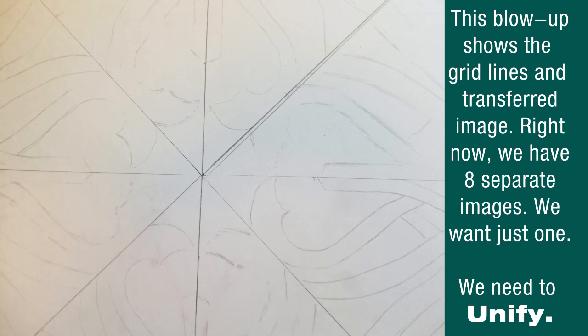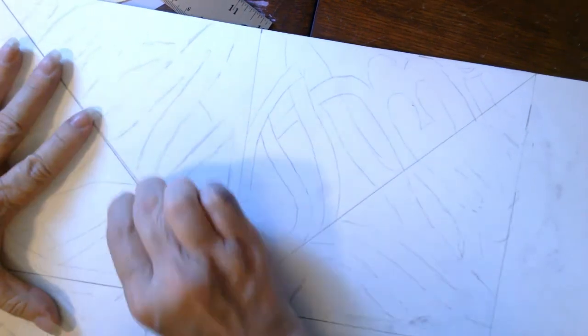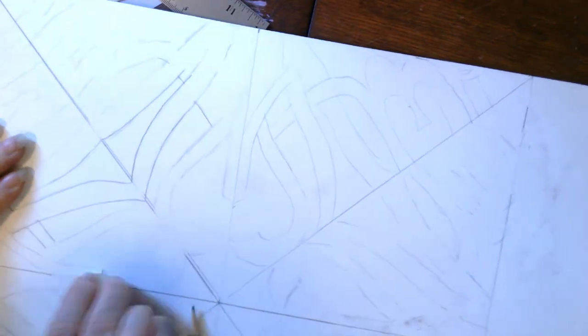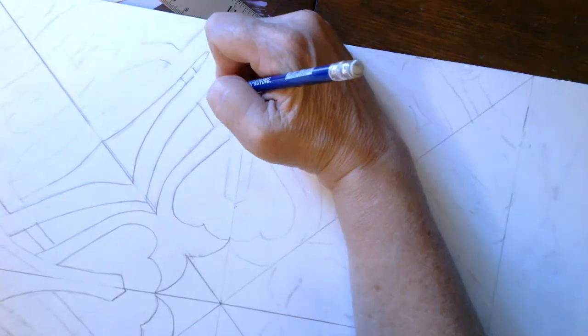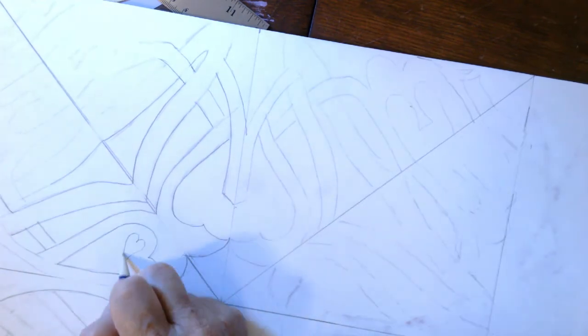Unity is an important concept in art. It's one of our main principles. And so when you get finished, you're going to have 8 separate triangles of design. And we want to make this entire piece of artwork look like one cohesive piece. To do that, the best way is to start erasing. So you're going to start erasing the lines that you don't want. You can keep some of them. And then you'll end up with a design where your name sort of disappears, unless you're looking for it. It's kind of like an optical illusion, which is really, really cool.